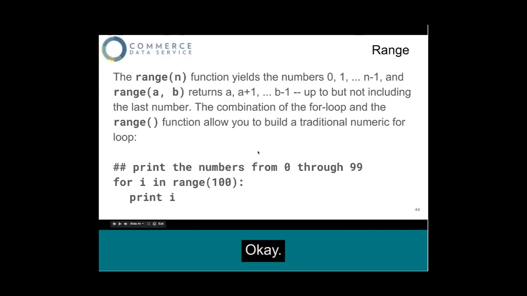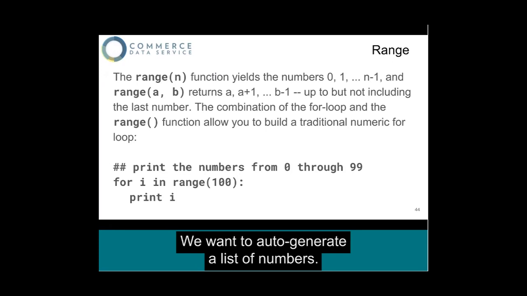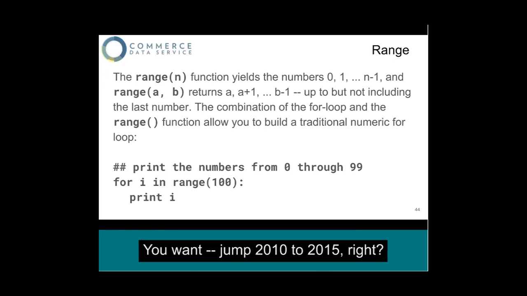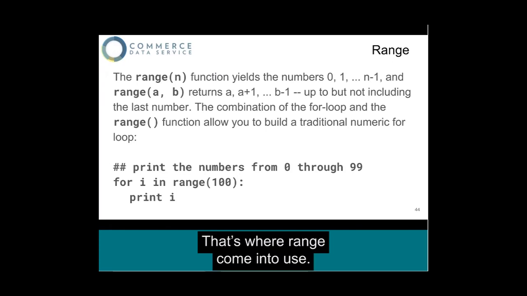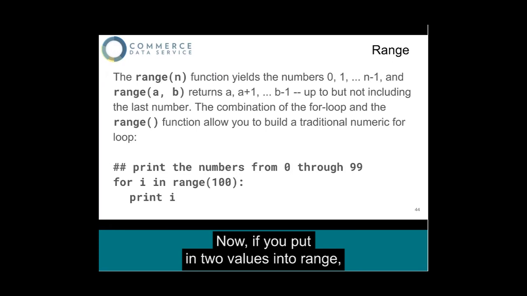Okay, so moving on. What if we want a sequence of numbers in our list? We want to auto-generate a list of numbers. We just know we want something from this number to this number, say from 2010 to 2015. That's where range comes into use. Range basically generates a list from 0 to n minus 1 of whatever n you put in. Now, if you put in 2 values into range, it goes from the first value to the second value minus 1. It's kind of the same way the index works.